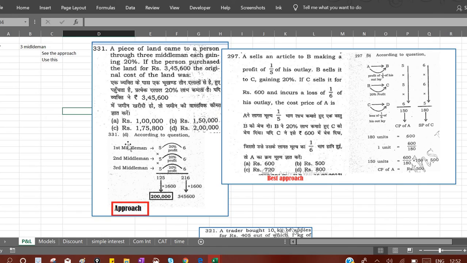These are the two beautiful problems. There are three middlemen who undergo different transactions and in different ways. One has profit, and the other one has profit. The last one has loss, and this is the situation. Now if 180 units is 600, how much is 150 units?